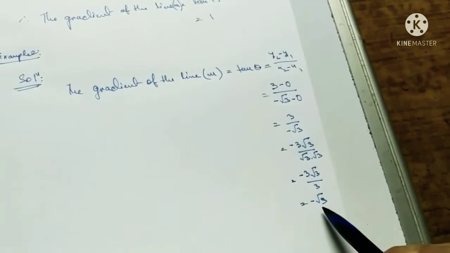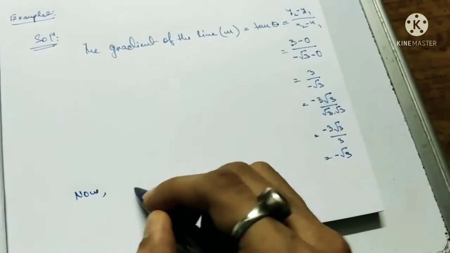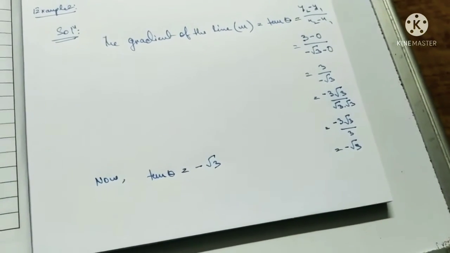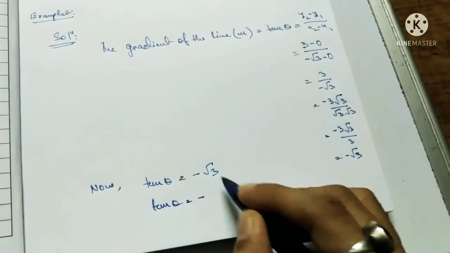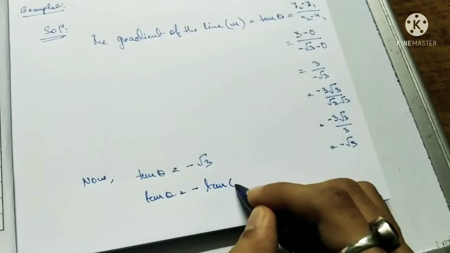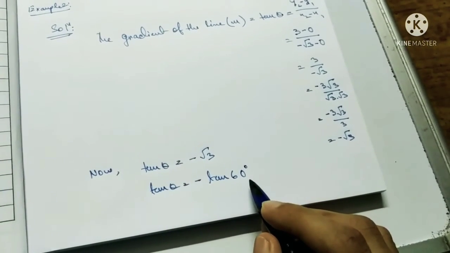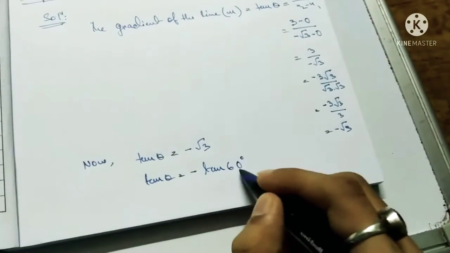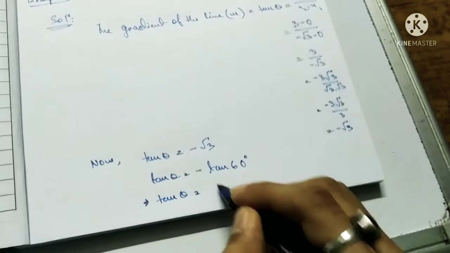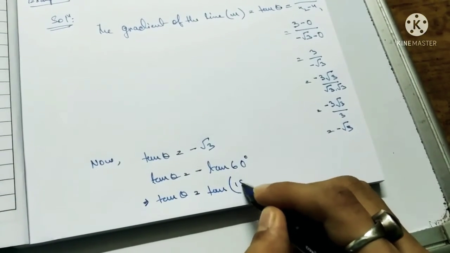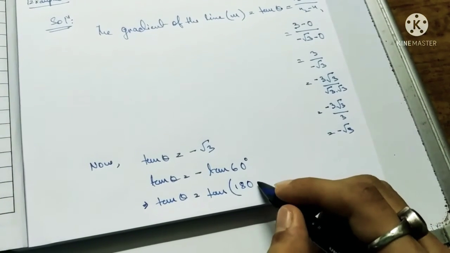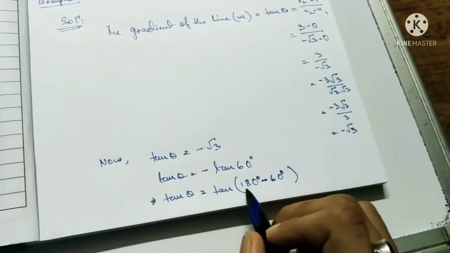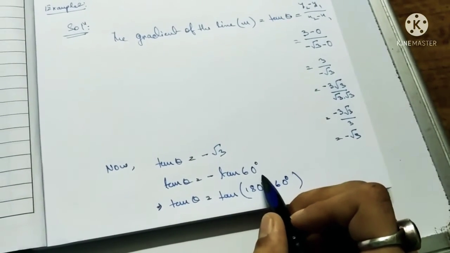Tan theta is equal to this one I got. So tan theta is equal to minus root 3. Root 3 becomes tan 60 degrees, so it is minus tan 60 degrees. Now how can I write minus tan 60 degrees? I can write it as tan of 180 degrees minus 60 degrees. These things we have learned in trigonometry. Tan 180 minus 60 degrees is equal to minus tan 60 degrees.